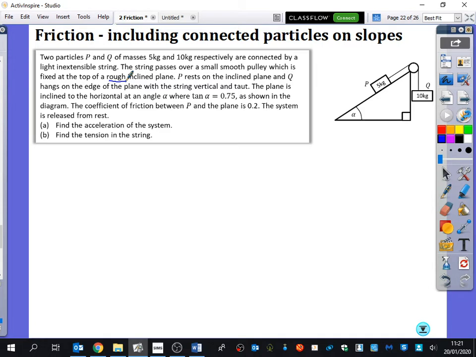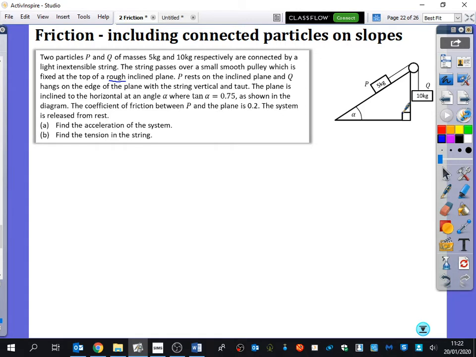P rests on the inclined plane and Q hangs on the edge of the plane with the string vertical and taut. Sometimes at this point in the question it says that Q is not in contact with the plane, because if it was in contact with the plane there would be friction that would be happening there. So we presume that it's just hanging freely, it's not really touching the plane.